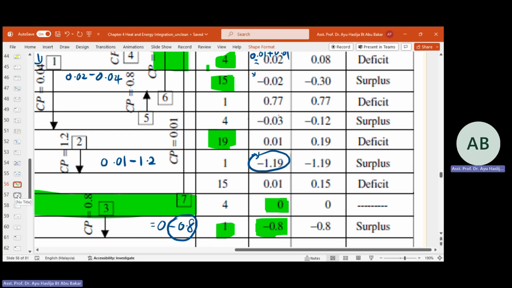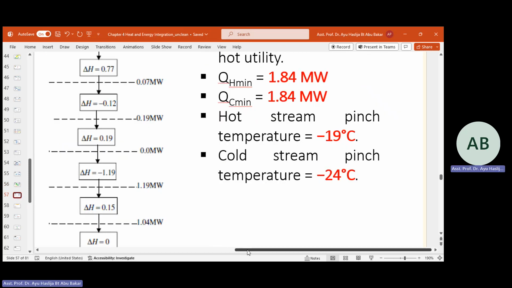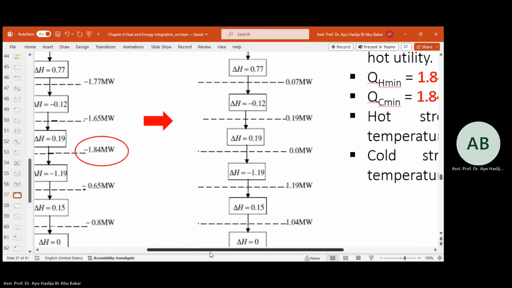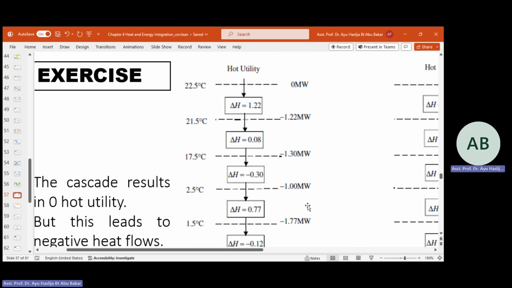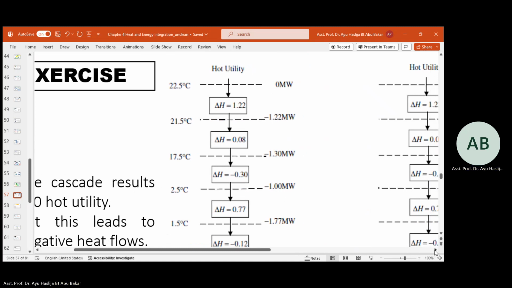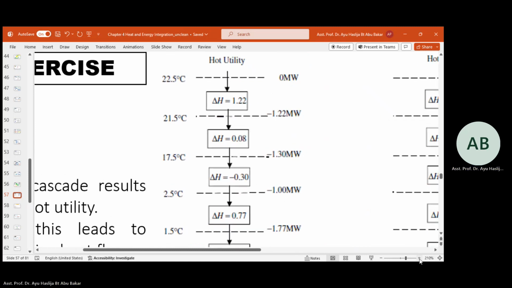Okay, next step is for the heat cascade. Start by assuming 0 megawatt. Okay, we go down one by one. First assumption 0 megawatt. This is the first cascade.